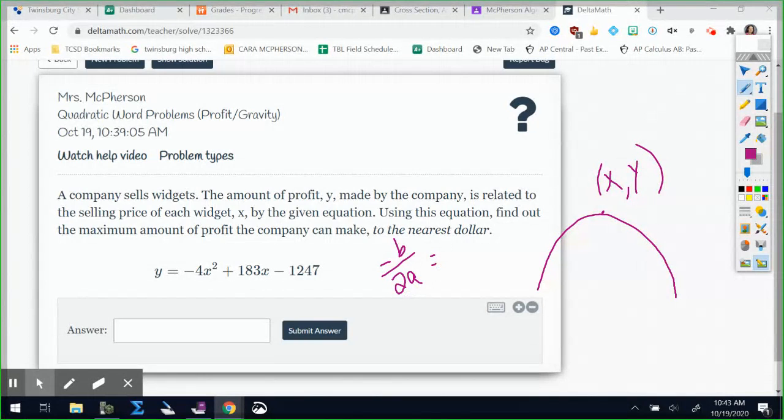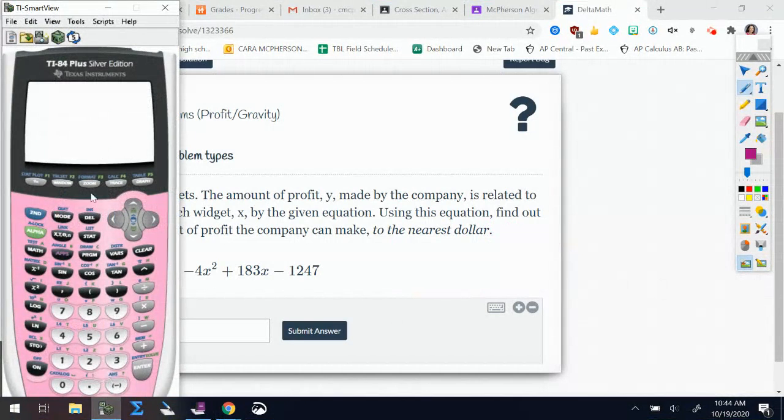So b is 183, so it's negative 183 divided by 2 times negative 4. And here's where it helps to have a calculator. The negatives will cancel. You'll be dividing a negative by a negative. So we're just going to go to our calculator. I'm going to type in 183 divided by 2 times 4, or you could just do divided by 8. So that's going to be the x value of your vertex.